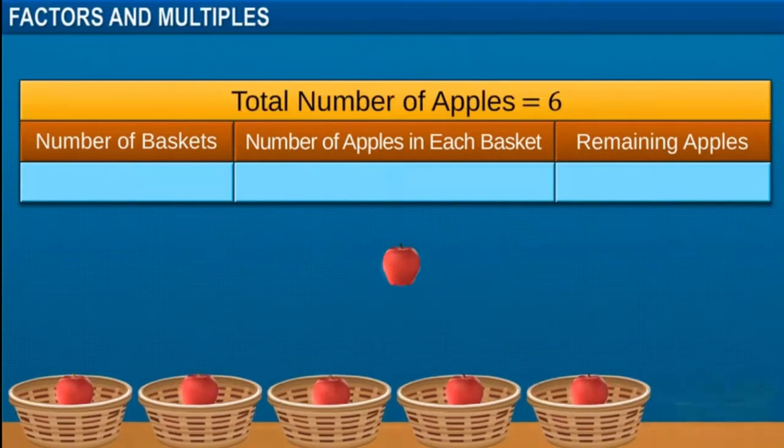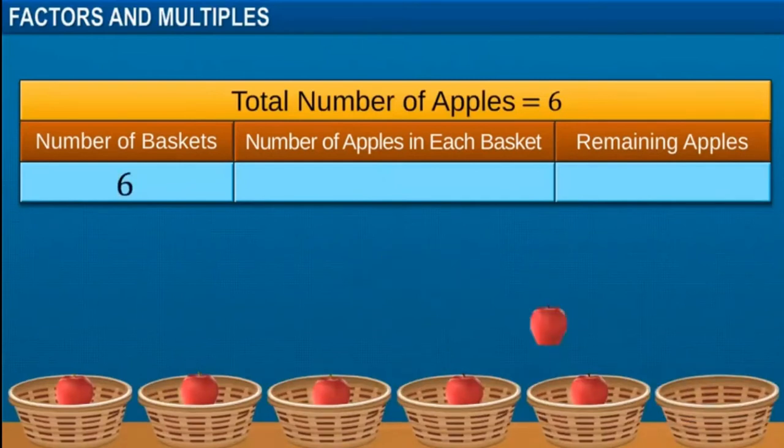If the number of baskets is 6, then we can again divide the 6 apples equally among them. So we can divide 6 apples into 6 baskets. We just put one apple in each basket. So we were able to divide 6 apples equally into 6 baskets. 1 apple can be packed in each basket. There are no apples remaining.